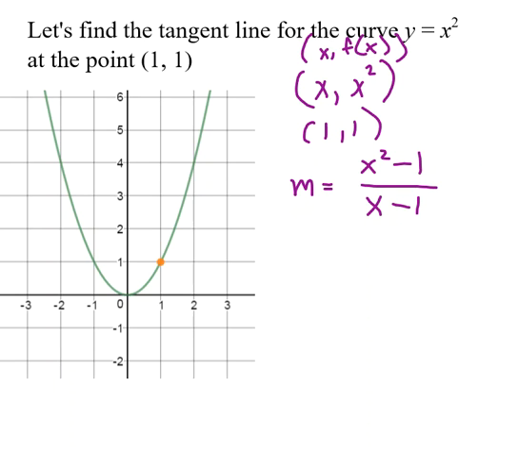Now, as I take that point closer and closer to 1, I find the limit as x approaches 1 of x squared minus 1 over x minus 1. When we first did this problem, we finished it off by making a table of values closer and closer to 1 on either side, and then found the slope. This time, I'm going to do it algebraically.